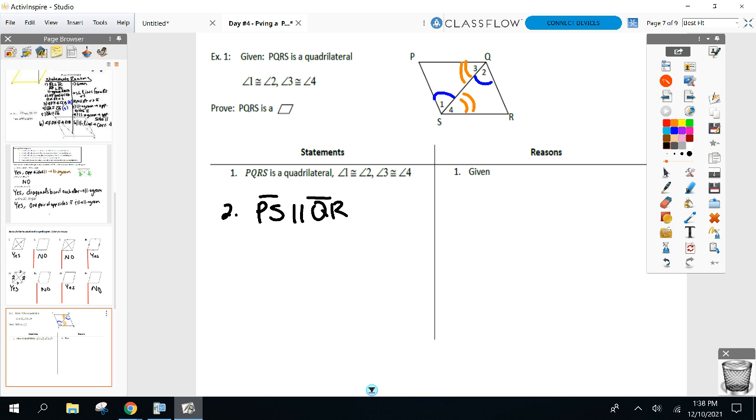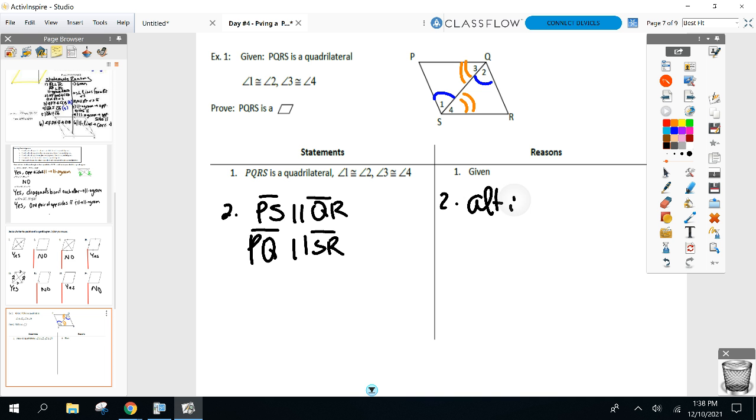19. If angle 3 is congruent to angle 4, what else? PQ is parallel to XR. There we go. You guys remember this reason? Alternate interior angles congruent implies parallel lines. Just like riding a bike, you just got to get back on and go.